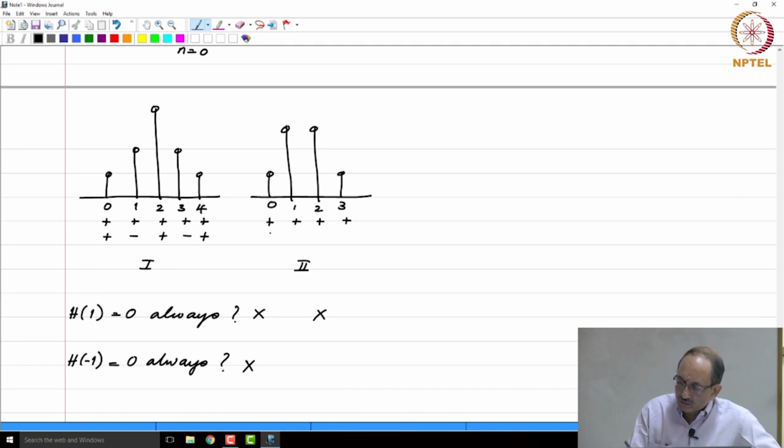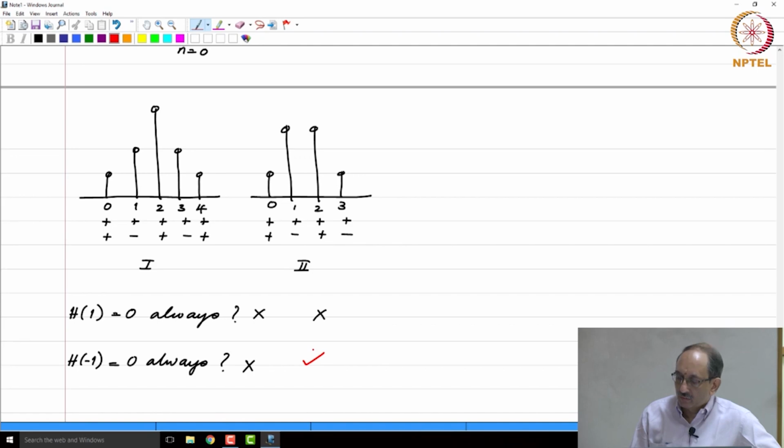Now, let us look at the other thing. Now, you have plus minus plus minus. Now, if you look at this, this is multiplied by plus 1, its counterpart is getting multiplied by minus 1, and therefore, if you add them up, these two terms will cancel. Similarly, this and this now have opposite signs, and you add them up, they will cancel. Therefore, independent of h of n, for the type 2 case, H of minus 1 will always be 0, right.